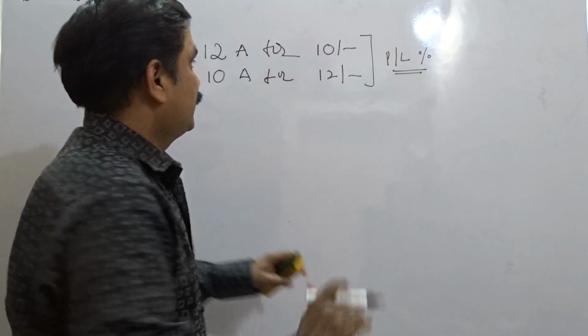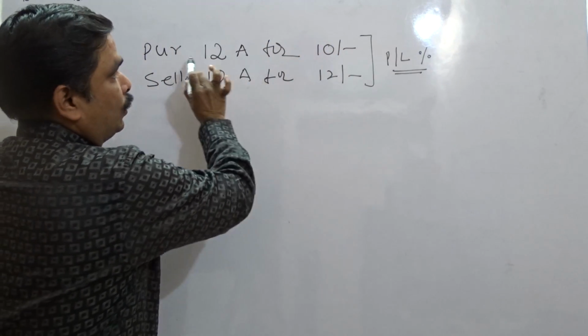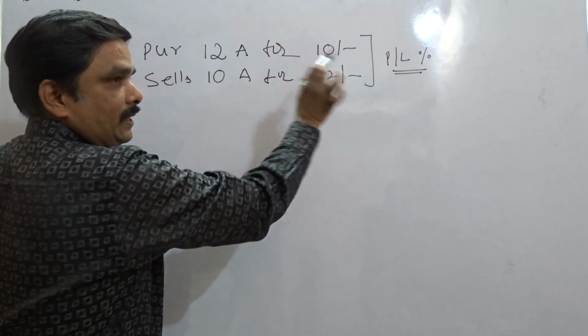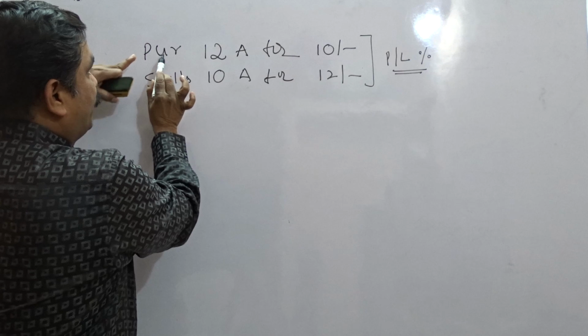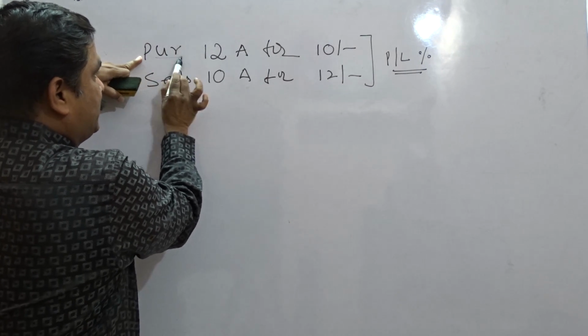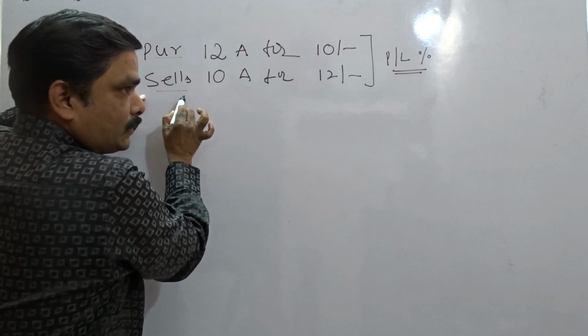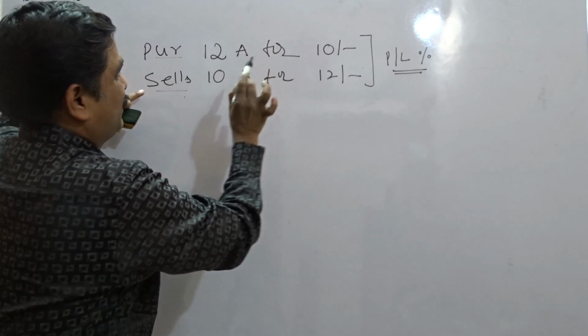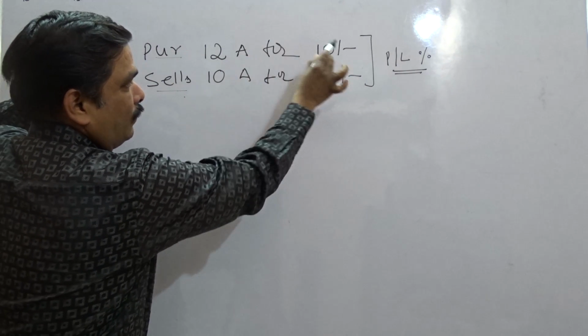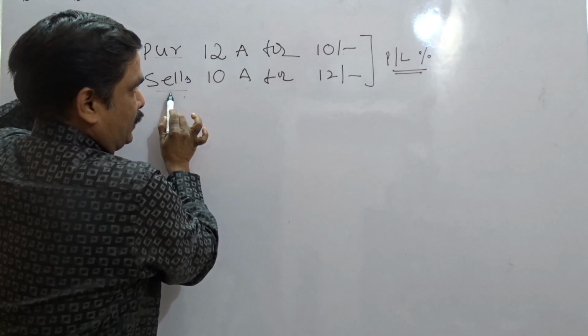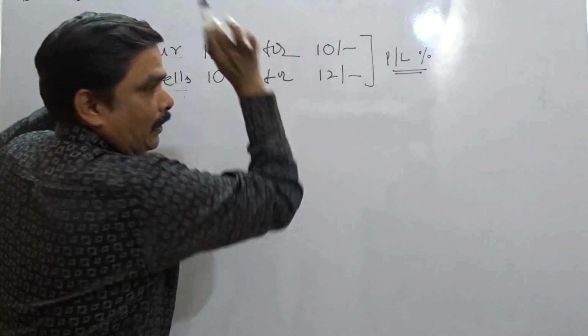Simply you do like this. In the examination also, you write down in this way or try to understand the concept. Write down first cost price purchased, then sold, right? Purchased condition and sold condition. Purchased condition is 12 articles for 10 rupees. Selling condition is 10 articles for 12 rupees.